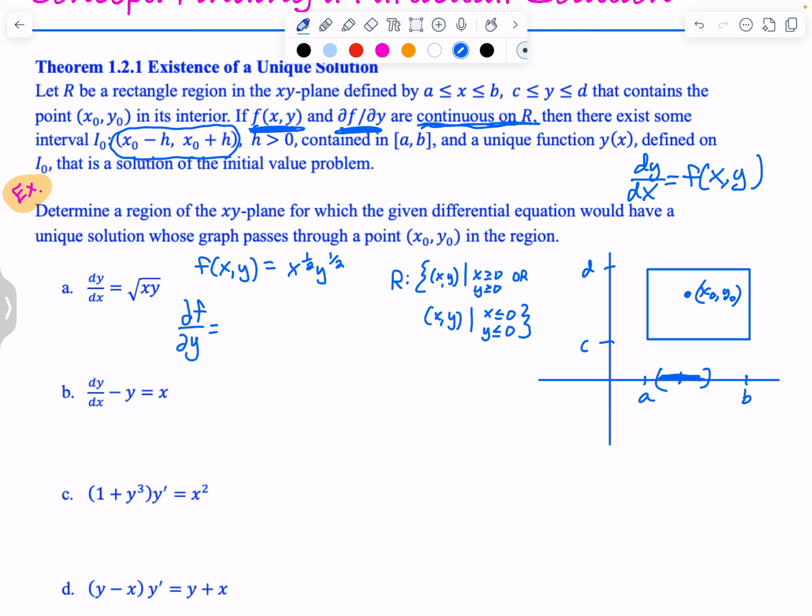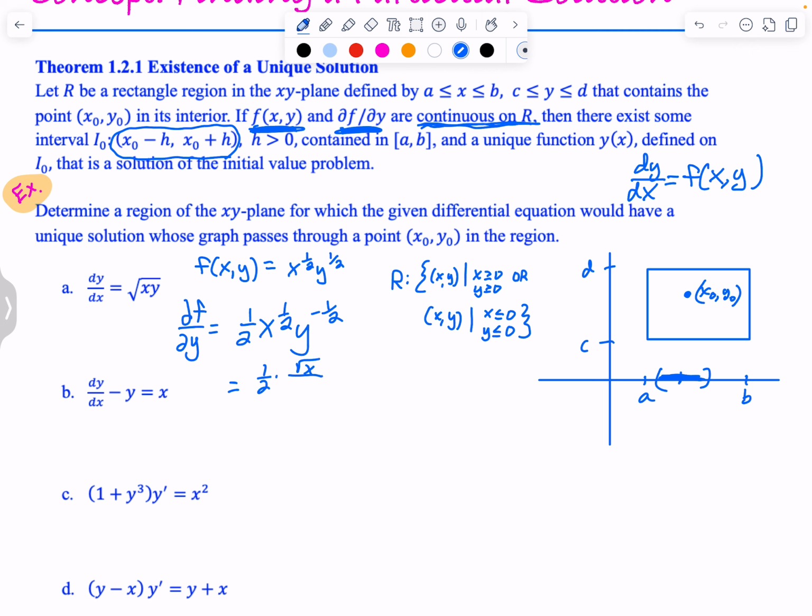Okay, so I take the derivative with respect to y. The 1/2 comes down. x is treated as a constant, and this just becomes a -1/2. All right, so is this continuous on that same interval? Well, if I were to rewrite that, I'd have 1/2 times, and I'm just going to keep it like this.